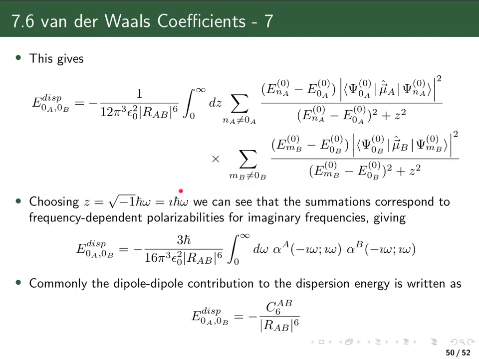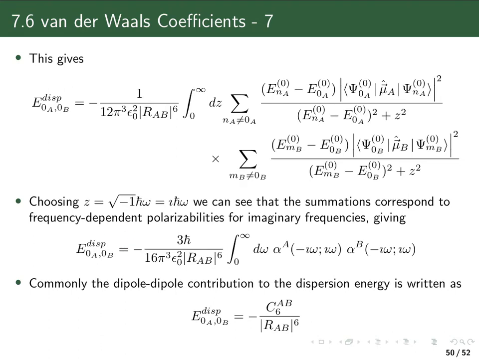If we identify it in this way, then we can see that the first term is actually the frequency-dependent polarizability of system A, but for imaginary frequencies. Because remember, if there would be a minus sign here, then it would be just the frequency-dependent polarizability, but because it's a plus, it's not for real frequencies, but for purely imaginary frequencies. This is then the frequency-dependent polarizability of system B, again for an imaginary frequency.